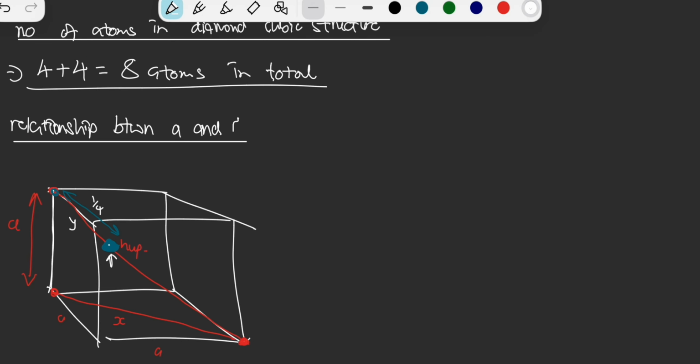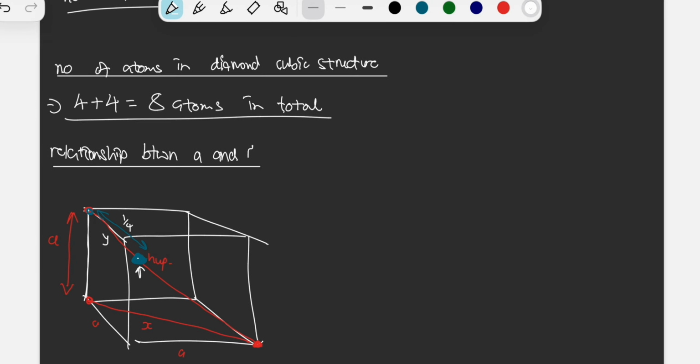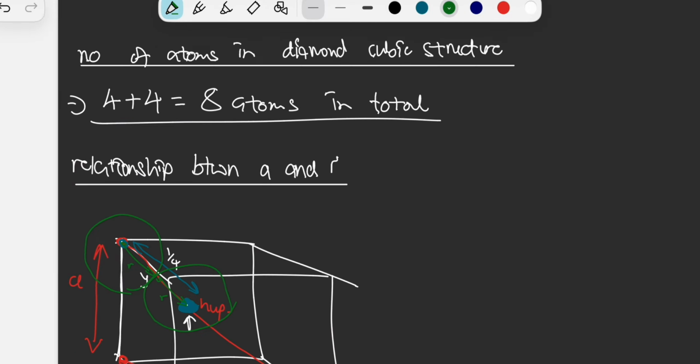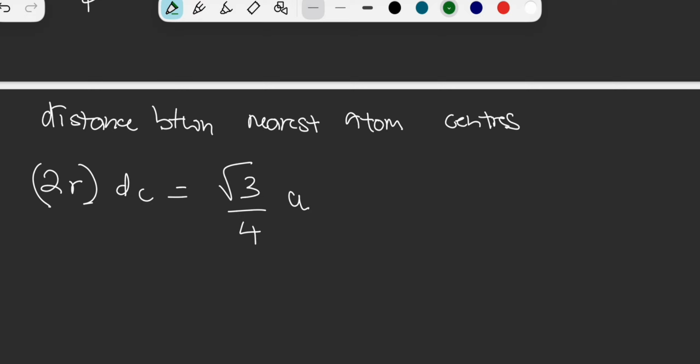So the distance from one corner, you can picture it like this. This is one big atom on this corner, and this red blob is one big atom like this, and the distance between their centers, this is R and this is R, so the distance between their centers is going to be 2R. Okay, so that's how you can picture that. So you can now agree with me that 2R is equal to root 3 over 4 A.